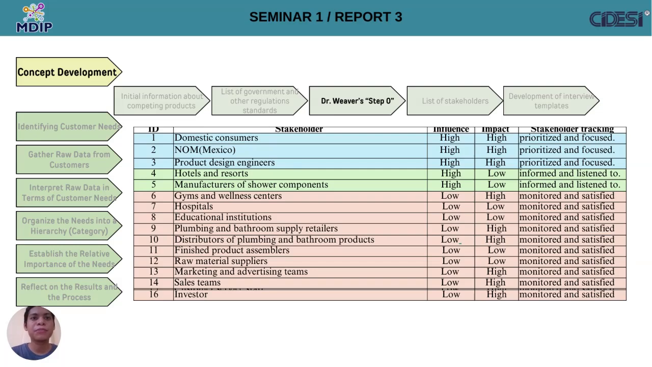Dr. Weir's Step Zero was developed for the development of customer needs. In this development, the stakeholders sought in the table were identified based on their degree of influence and impact. It was decided to pay special attention to the following stakeholders: domestic users, hotels, gyms, and hospitals.